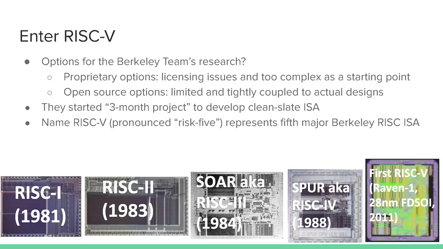So they had some options. They had the proprietary options of ARM or x86, but there are licensing issues. They have to go to those vendors and say, hey, can I have your core and be able to modify it for research? And these companies don't generally allow that. And for companies that they do allow it for, like Apple, they just get paid ridiculous amounts of money.